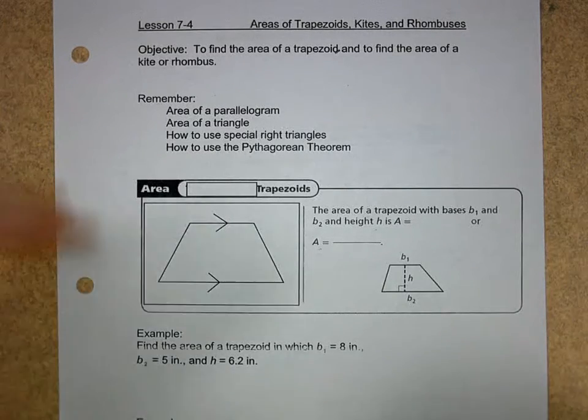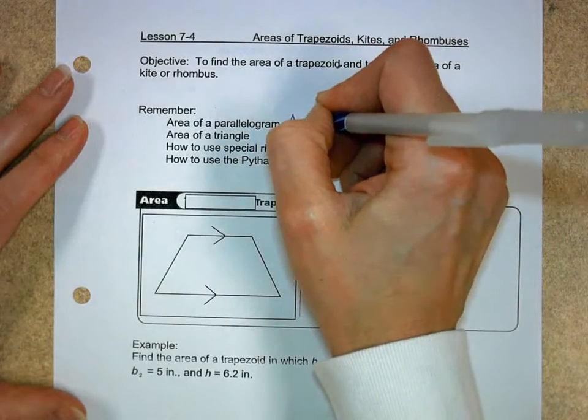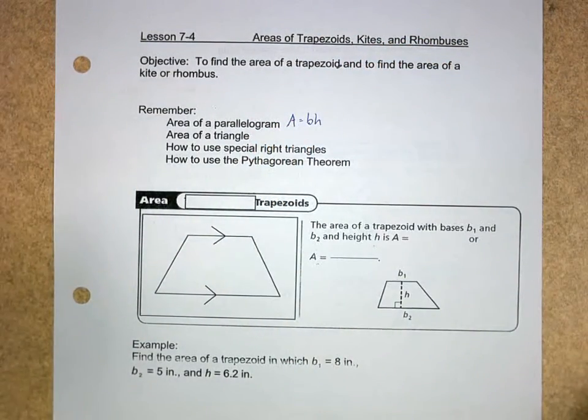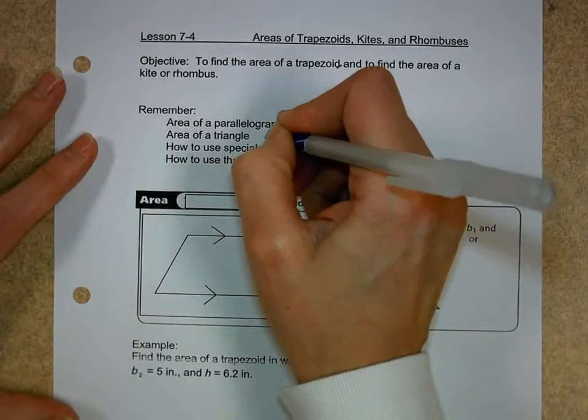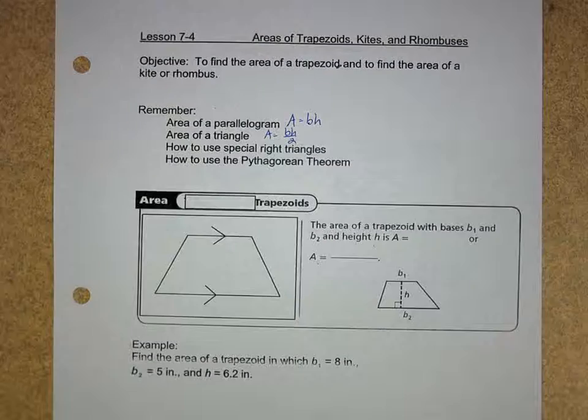Well, the cool thing here is we have our area of our parallelogram, so let's do a quick review, and we know area equals base times height. Notice lowercase letters here. We have the area of the triangle. That's going to be base times height over 2. There's also an equilateral triangle in your notes, but those are the ones you have to know.